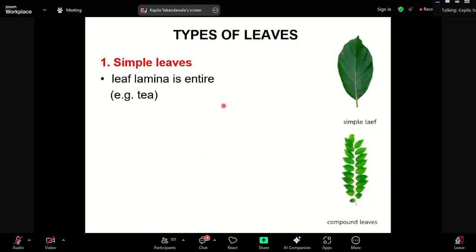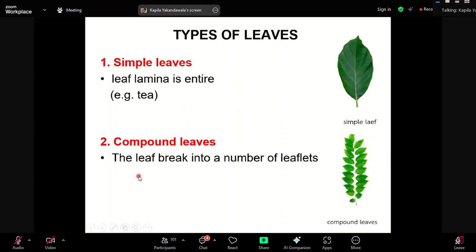When you look at leaves, some leaves are simple. Some leaves are compound, called compound leaves. Because in this one, the leaf blade is entire. But here, the leaf is broken into leaflets. So we call it compound leaves.